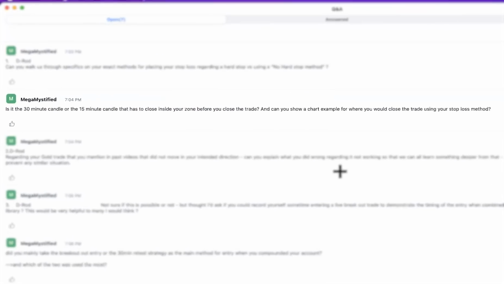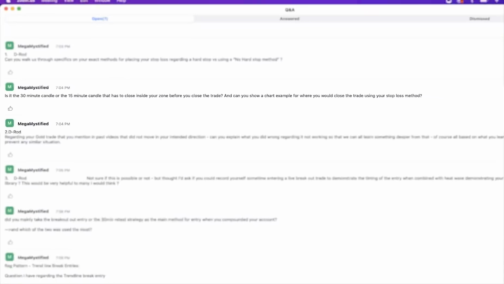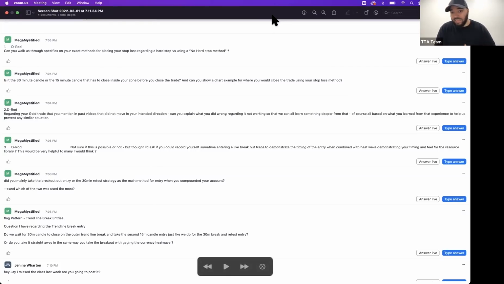Is it the 30-minute candle or the 15-minute candle that has to close inside your zone before you close the trade? Can you show a chart example of where you would close the trade using your stop loss method? So is it the 30-minute candle or the 15-minute candle? The 15-minute candle, because I'm putting a stop loss on the 15-minute.